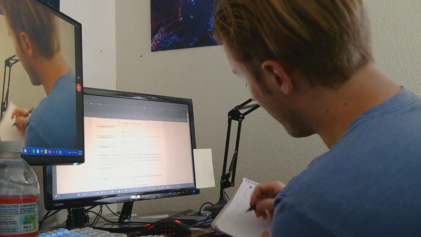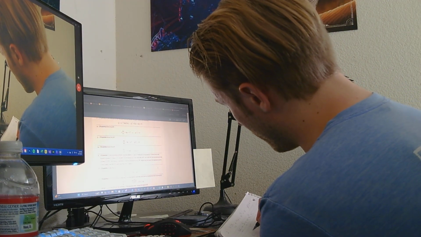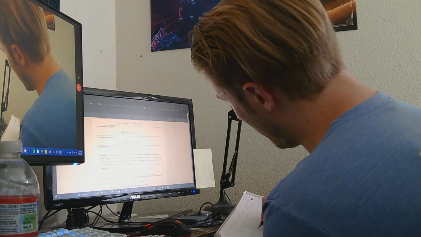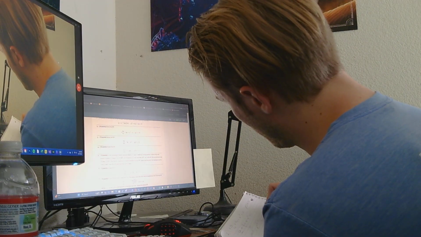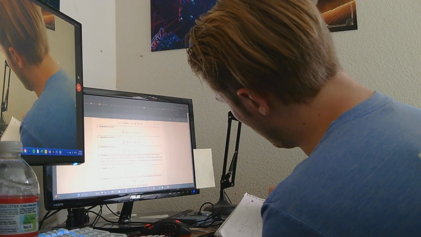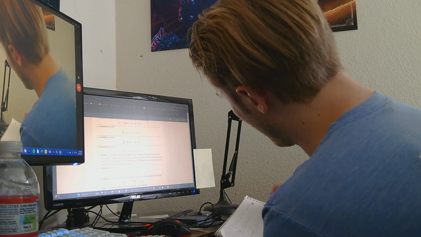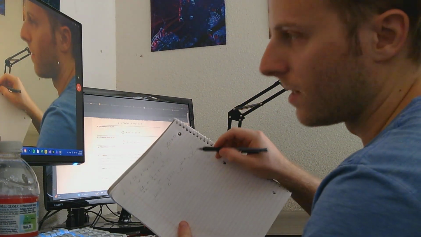So we're going to find the integrating factor here. We're going to have e raised to the integral of the p of x dx. It's going to be e to the integral of 4 over x dx. It's going to be e to the 4 ln x, which is going to equal x to the 4th. So this is our integrating factor right here.